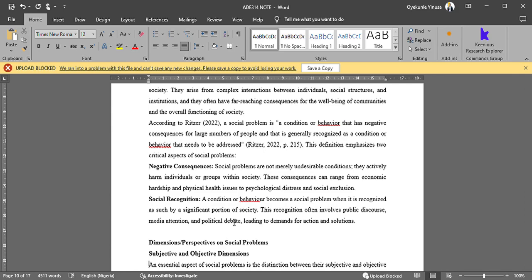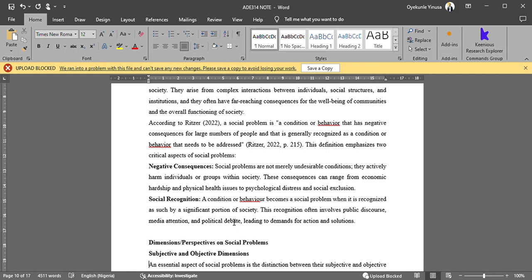The media is able to recognize this, the philanthropist is able to recognize this, the individual members of society are able to recognize it, the heads, the local chiefs, the associations, the state governors, everybody in the community, in the state, is able to recognize it as a social problem.